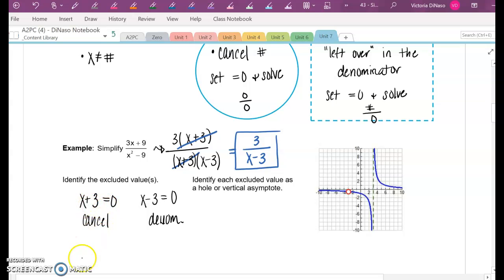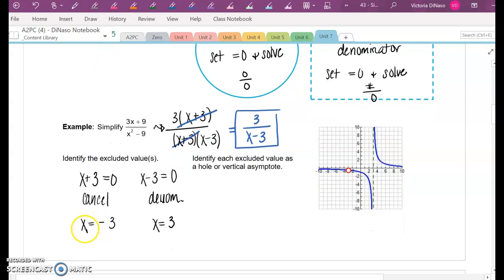In order to solve x plus 3 equals 0, you're going to subtract 3 from both sides, and you're going to get x equals negative 3. In order to solve x minus 3 equals 0, you're going to add 3 to both sides, and you're going to get x equals 3. So what you're doing is identifying x equals negative 3 and x equals 3 as excluded values. You would write down x cannot equal negative 3 and x cannot equal 3.